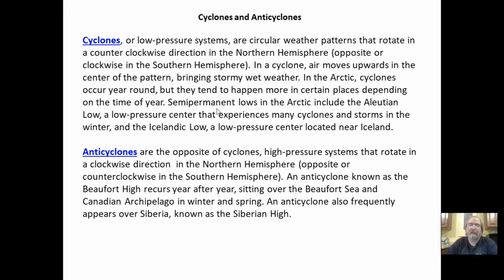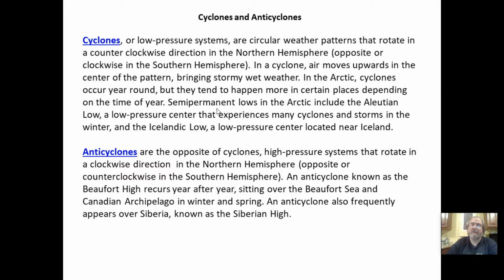Semi-permanent lows in the Arctic include the Aleutian Low. I discussed that in relation to the PDO. A low-pressure center that experiences many cyclones and storms in the winter. And the Icelandic Low, a low-pressure center located near Iceland. Anticyclones are opposite of cyclones, high-pressure systems that rotate clockwise in the northern hemisphere, counterclockwise in the southern hemisphere. Anticyclone, known as the Beaufort High, recurs year after year, sitting over the Beaufort Sea, Canadian archipelago in winter and spring.